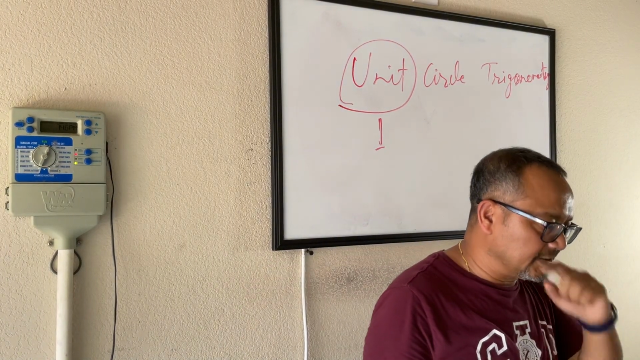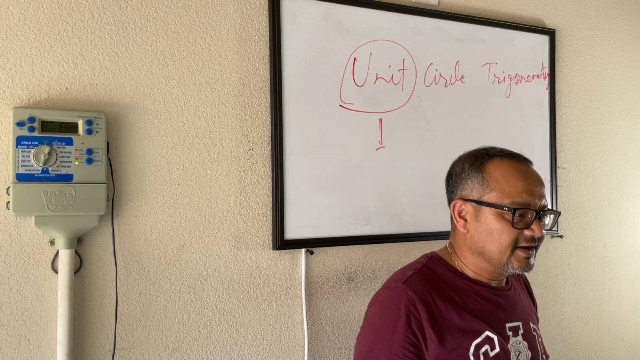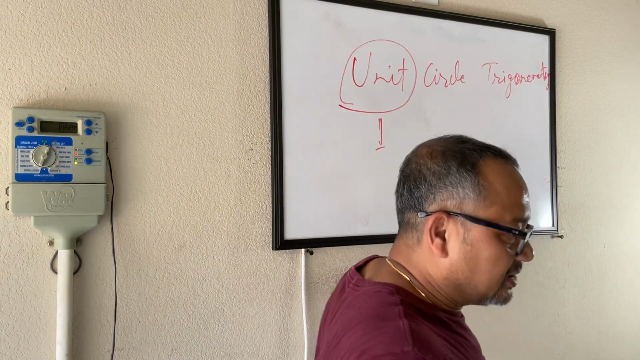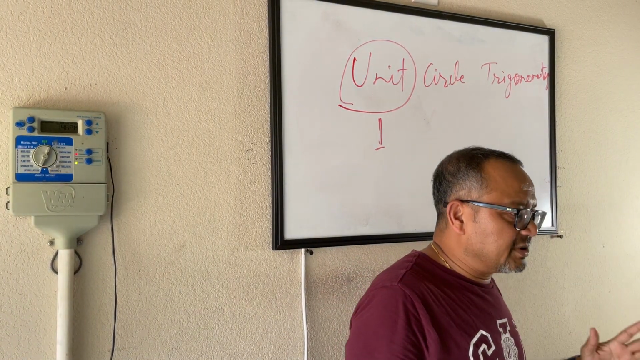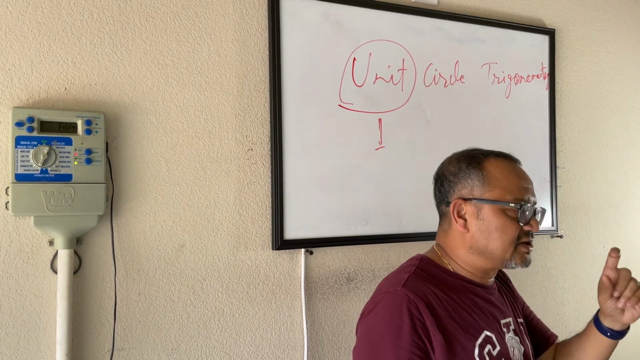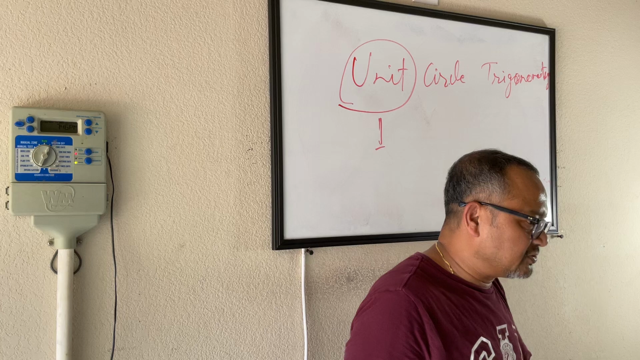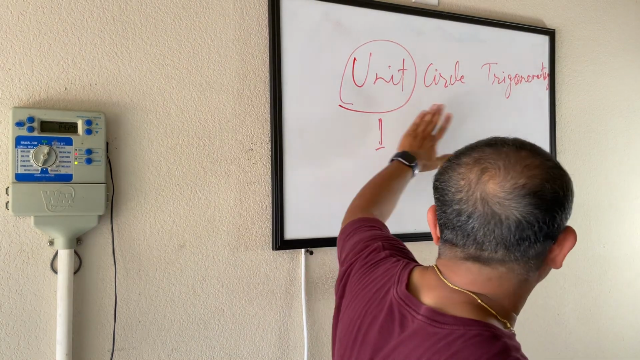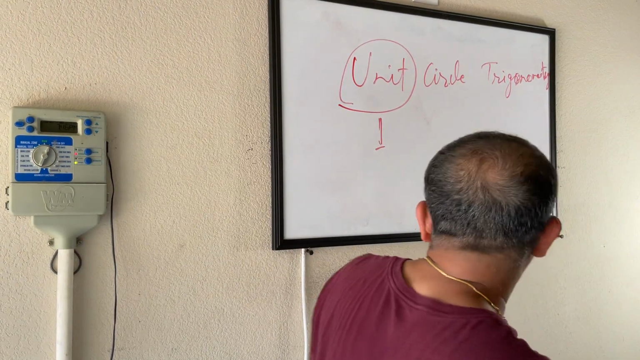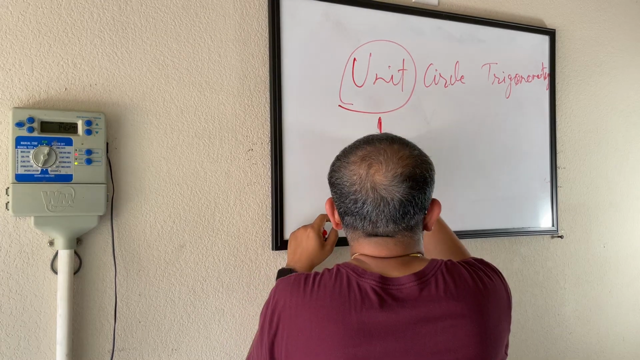Yep, wait a minute. So we are talking about unit circle trigonometry. We are just starting that, okay? So whatever you have missed, that was related to radian to degree conversion. You can watch that video and that should be clear. Right now we are starting with unit circle trigonometry. So unit means 1.